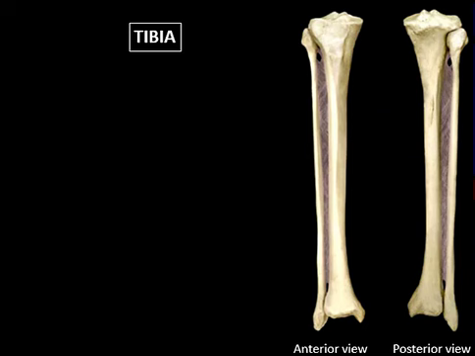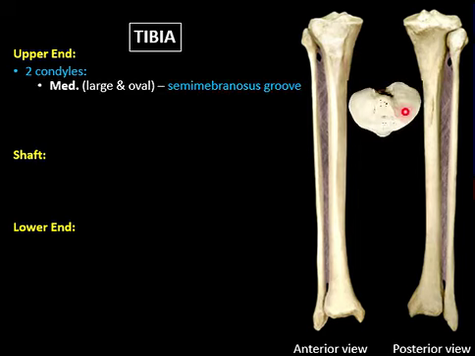Now we will study the tibia. The tibia, as a large bone, has an upper end, shaft, and a lower end. Let's see what's in the upper end. What are the features? It's made of two condyles that articulate with the two condyles of femur. When we look on the upper aspect, we will find that the medial condyle is large and oval, while the lateral condyle is small and circular.